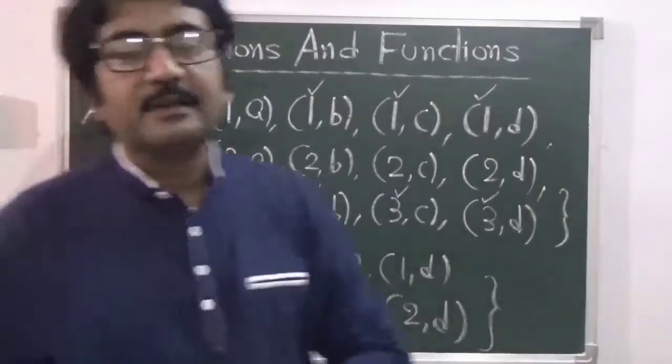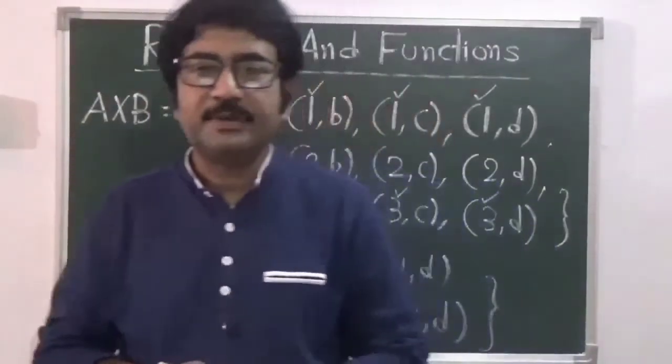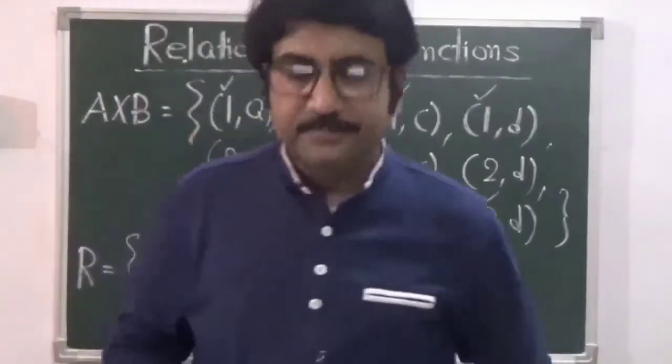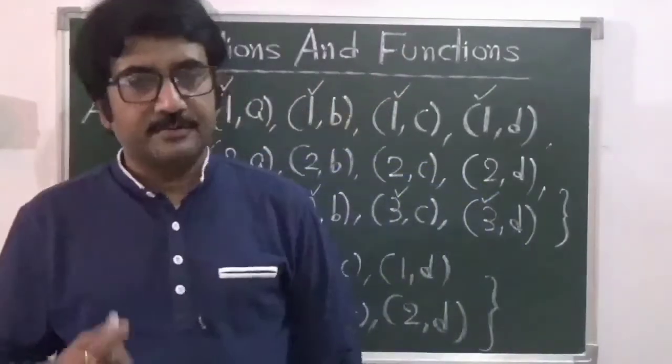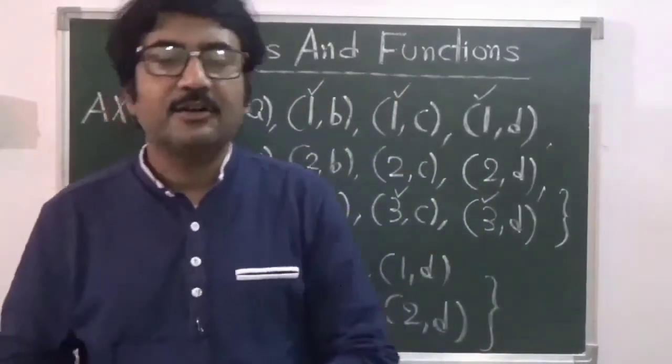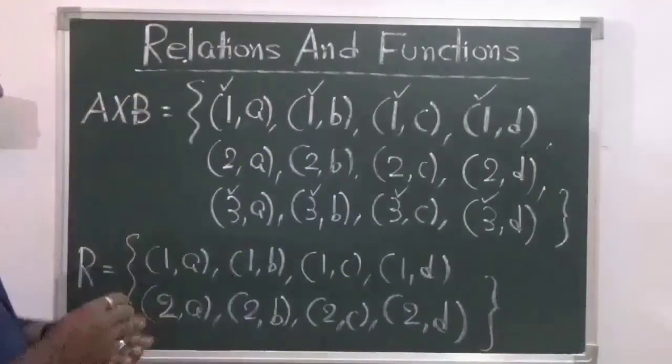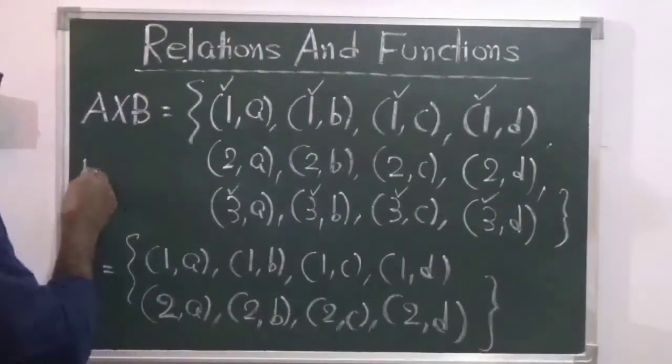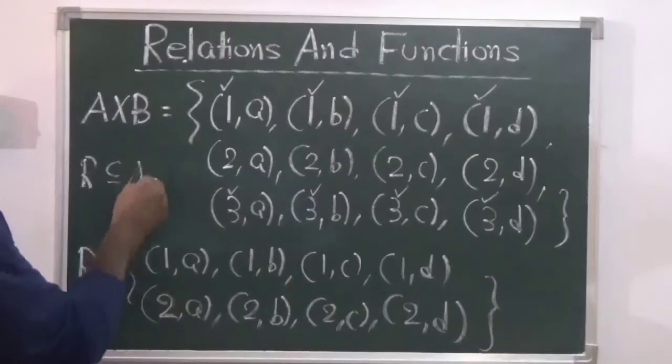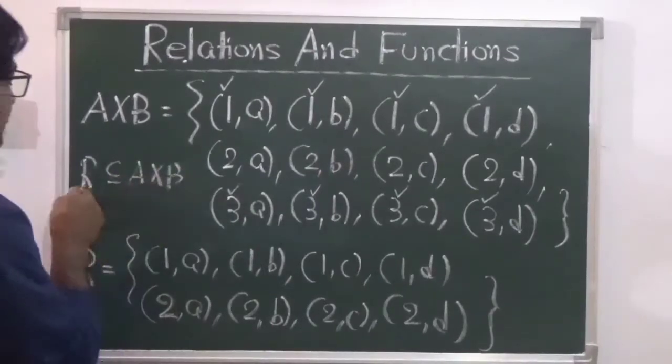Now, this means that a relation happens to be a part of the entire Cartesian product. That means it is a subset of A cross B. As we have written earlier, that is, R is the subset of A cross B.